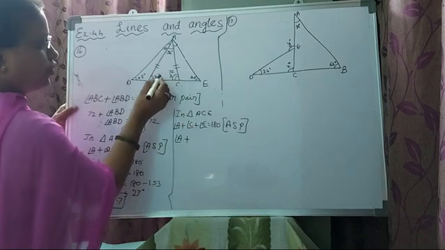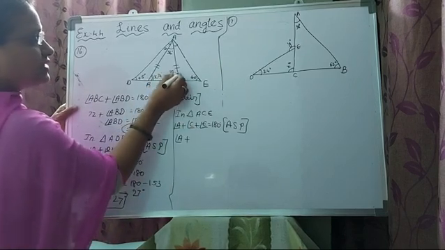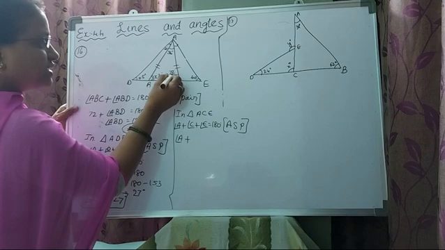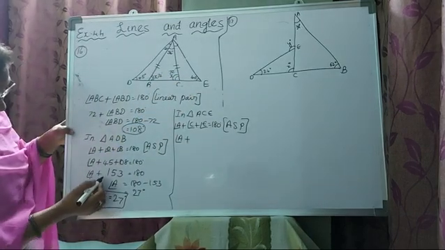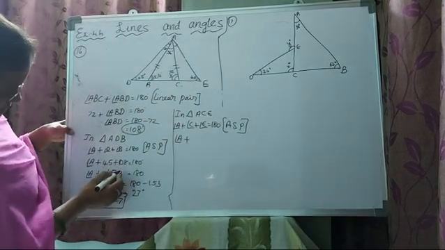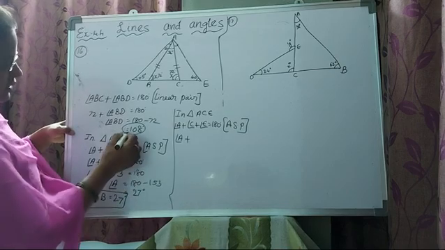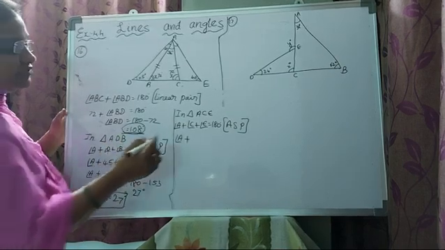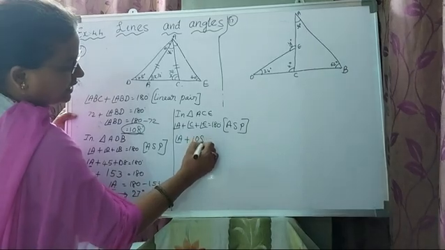Angle C, we know, is 72. These two angles are a linear pair. So if this is 72, what is that one? 108. See, 108. In the same way here also, 108.